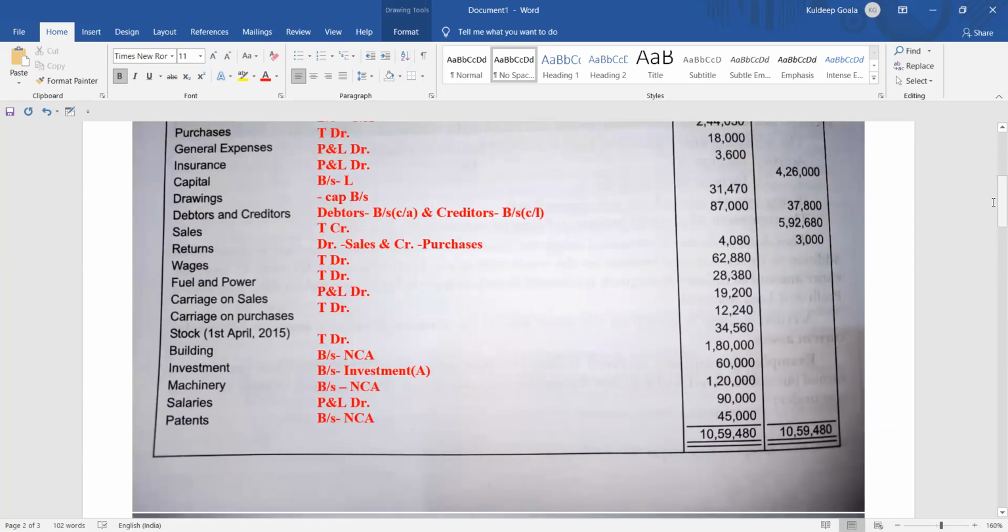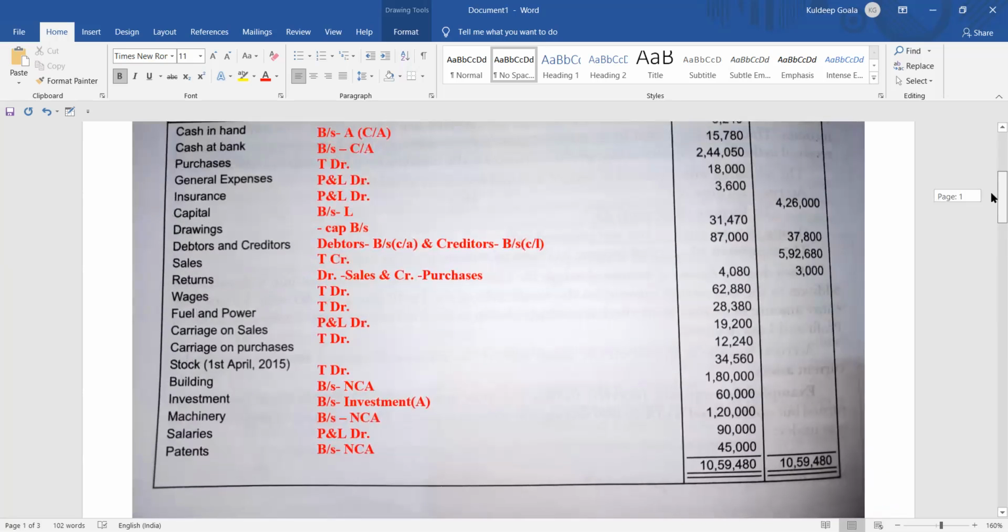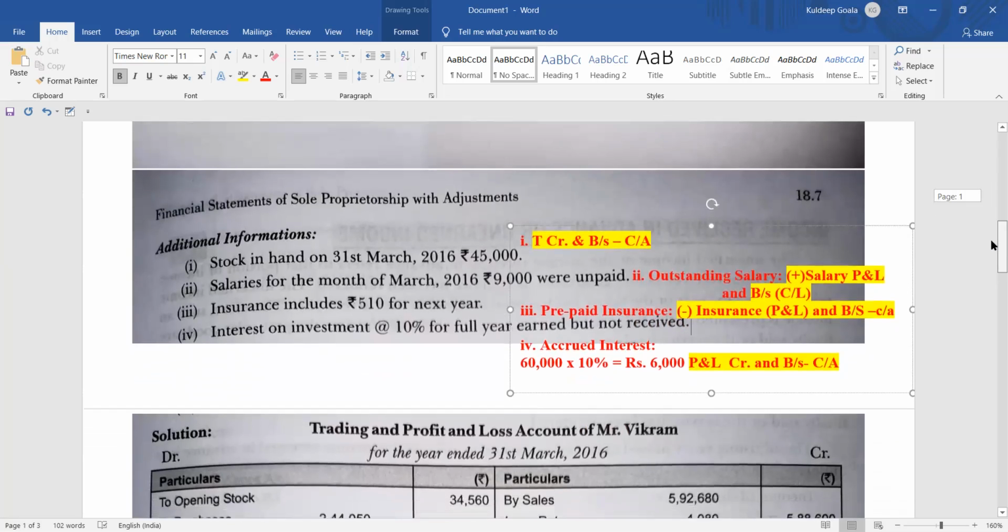Then coming to the next one, stock is done. There are no more items in the trading account from the trial balance. Now we'll go for the adjustments.